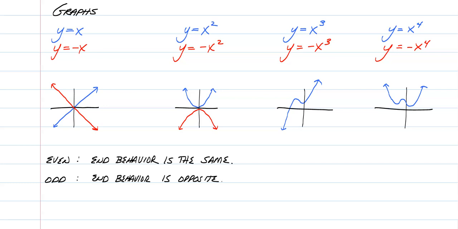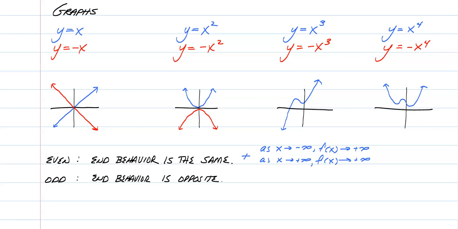So if you have an even exponent and you have a positive, then as x approaches negative infinity, your graph is still going to approach positive infinity. And as x approaches positive infinity, your graph is still going to approach positive infinity. So if it's an even, your end behavior is going to be the same. Now, if this was negative, your f of x is going to approach negative infinity for both of them.